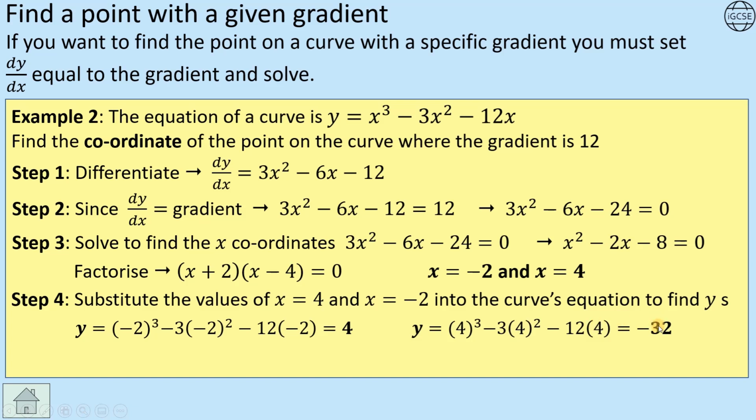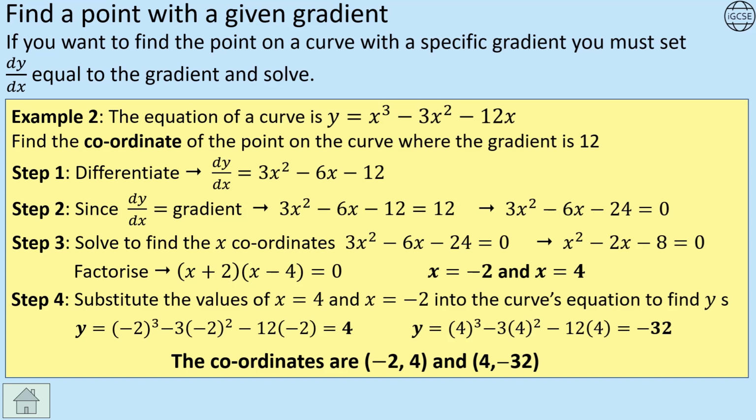So bringing all those together, when x is minus 2, y is 4, so that's minus 2 and 4, and when x is 4, y is minus 32, and that gives me the second coordinate. So I've got two coordinates where the gradient is 12 in this particular question.